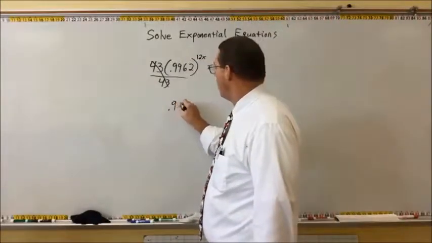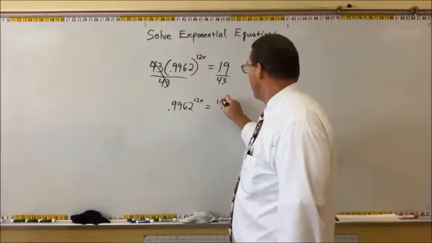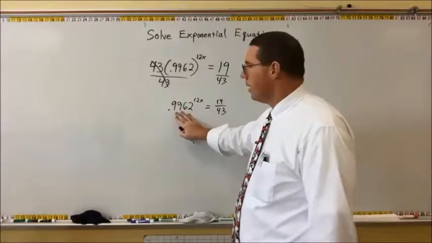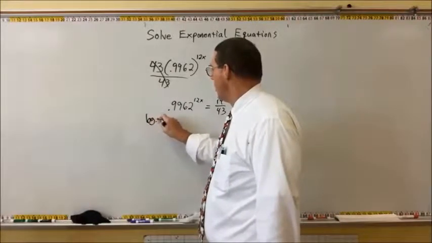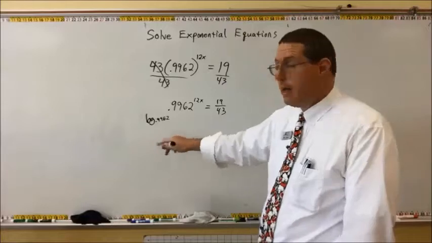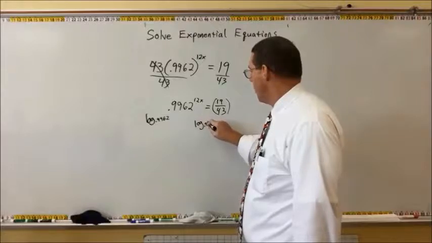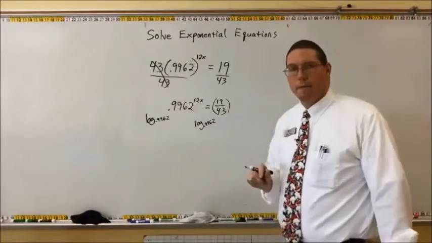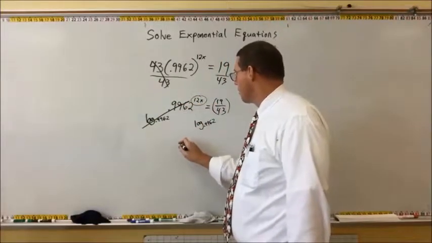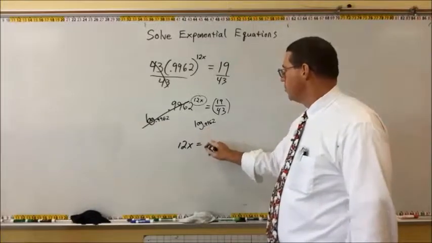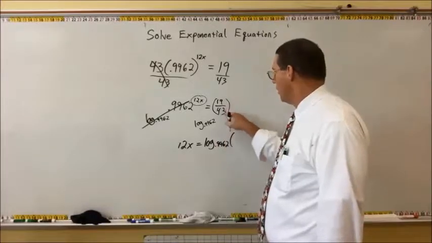So now I have 0.9962 to the power of 12x is equal to 19 over 43. Well, I want to get rid of this exponential base. So I'm going to do log base 0.9962 on the left side. I'm also going to put parentheses around this, and I'm going to do log base 0.9962 on the right side. Now on the left side, it's going to cancel my exponential base, and all I have left is 12x. So I'm going to bring down 12x is equal to log base 0.9962 of 19 over 43.